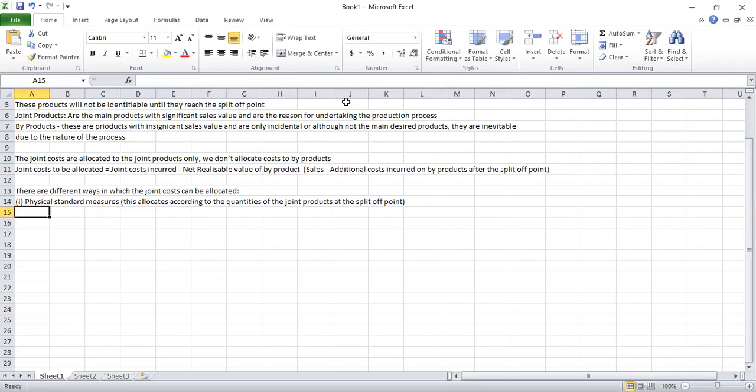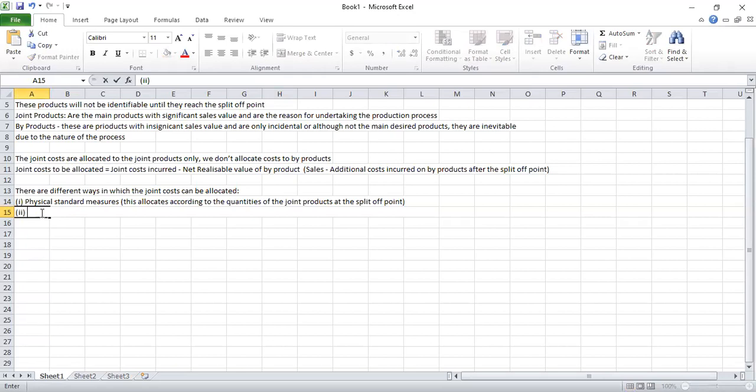So we're talking about the total sales of the... when we're talking about the net realizable value, it is the net realizable value of the byproduct. So the total sales of the byproduct minus any additional costs, like packaging, after the split off point. So you have to subtract that. When I say the physical standard measure, we allocate the joint costs according to the quantities. If they are kgs, you use the kgs of the joint products at the split off point, only the joint products. We allocate joint costs to the joint products.